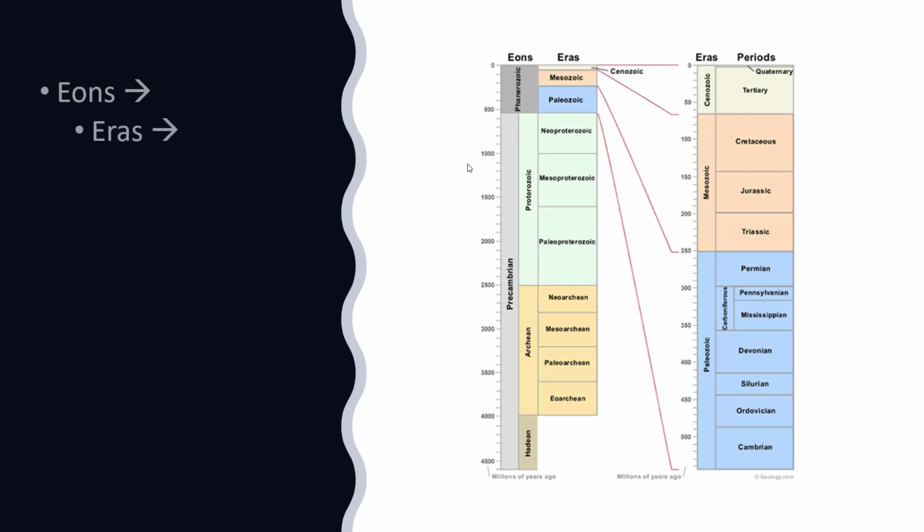So eons are further subdivided on the geologic timescale into eras. Let's look at the eras of the Phanerozoic eon. The Phanerozoic eon has 3 eras, the oldest of which is called the Paleozoic. So again, if zoic means life, paleo means ancient. So this is literally translating to ancient life. Mesozoic, meso means middle, so this is middle life. And then Cenozoic means modern life.